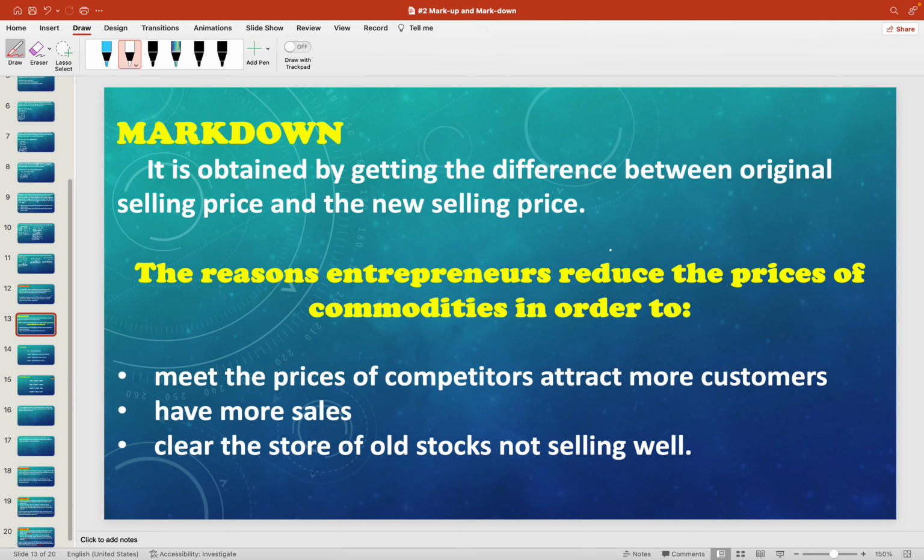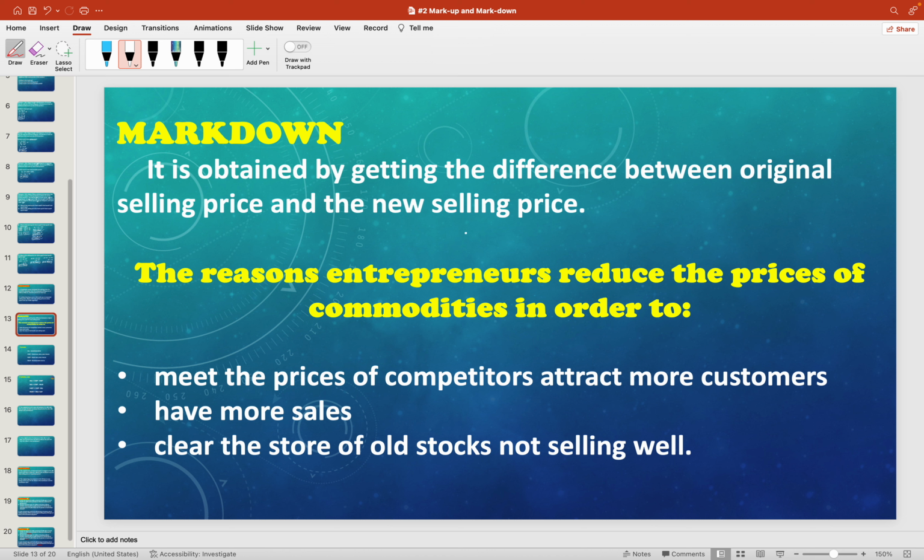Okay, so in here, meron naman tayong markdown. So after the markup, meron tayong markdown na tinatawag. So it is obtained by getting the difference between the original selling price and the new selling price.